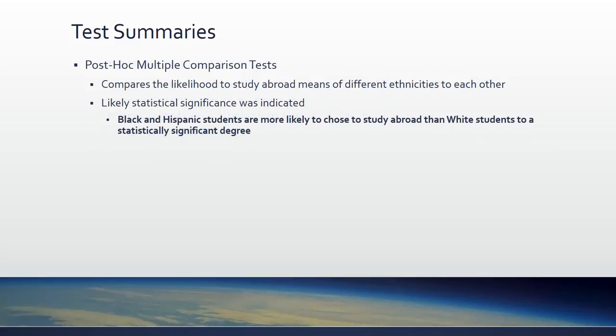So we look at the post hoc multiple comparison test, and those do compare the different ethnicities to each other. Just for instance, compares the Black or African American group to the white group or to the Hispanic group, and can tell us if there are differences between those groups. And sure enough, there is a very likely statistical significance in that Black and Hispanic students are more likely in a statistically significant way to choose to study abroad than the white students at this institution. So that is a very interesting thing and definitely gives us something we can work with.